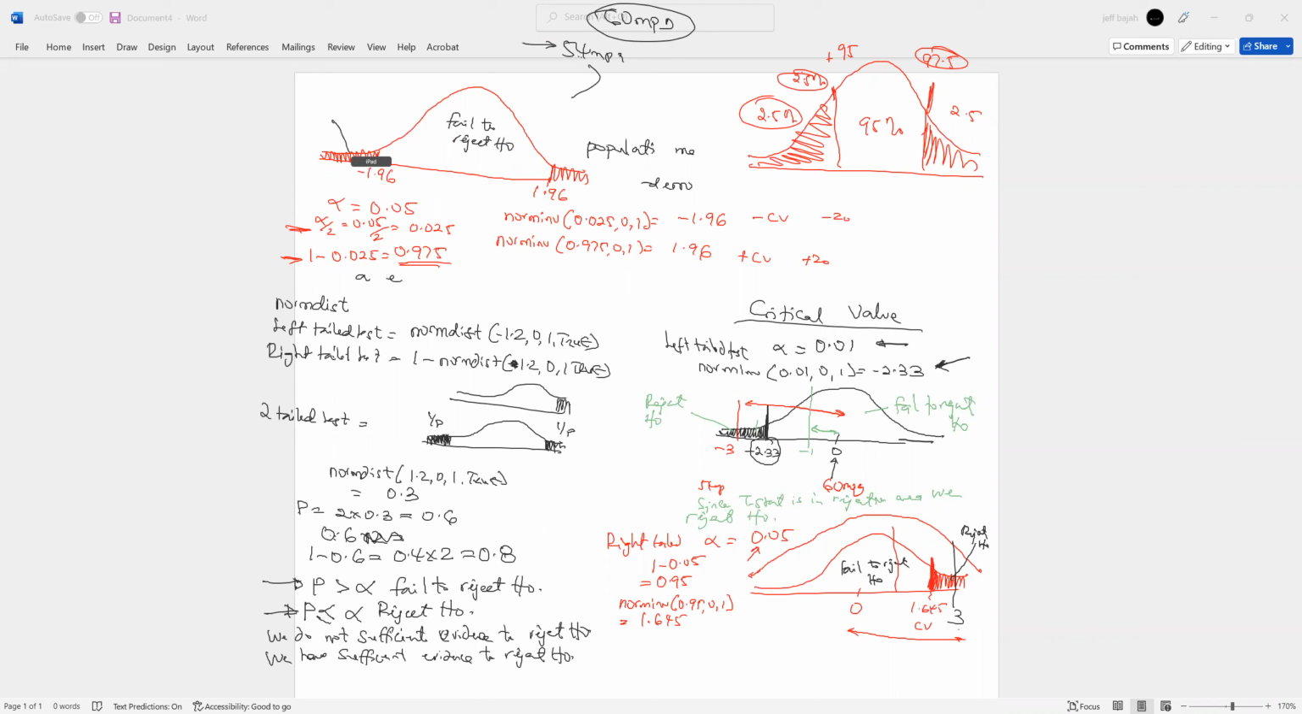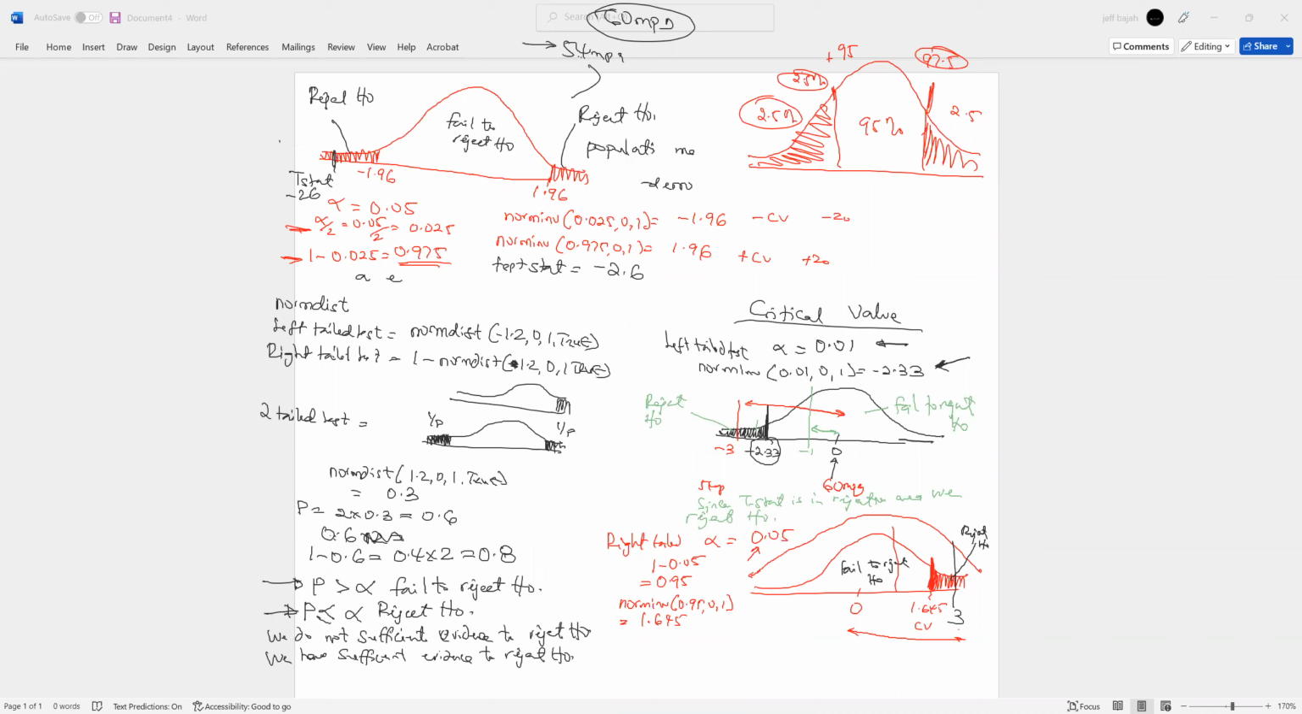But if it falls here, then we reject A sub O. If it falls here, we reject A sub O. So let's assume that our test stat gives us, let's say, minus 2.6. Minus 2.6 is right here. So our test stat is minus 2.6. So we do what? We reject A sub O, right?